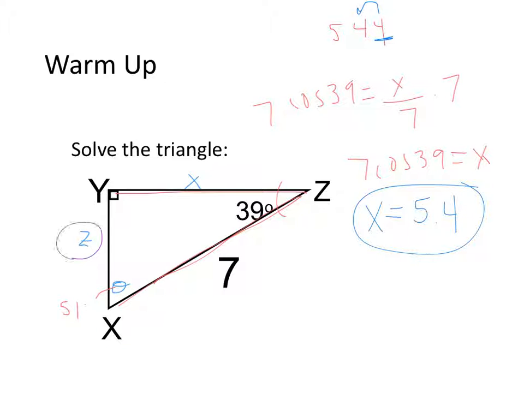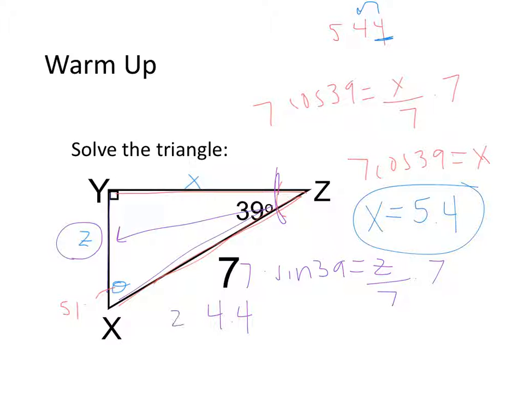So this side right here. If I know 39 degrees, this is the opposite side and hypotenuse. So opposite and hypotenuse go with sine of 39 equals opposite over hypotenuse. Multiply by 7. So 7 sine 39 would equal 4.4. And these are all the missing pieces of the triangle.